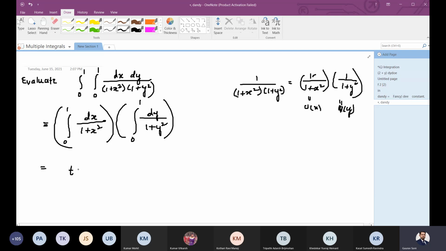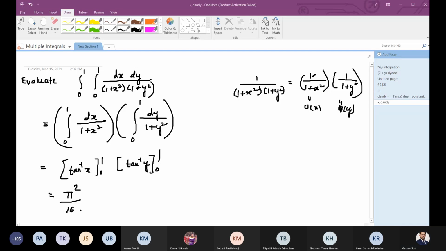So this will be tan inverse of x from 0 to 1, tan inverse of y from 0 to 1. So the answer is pi square by 16.